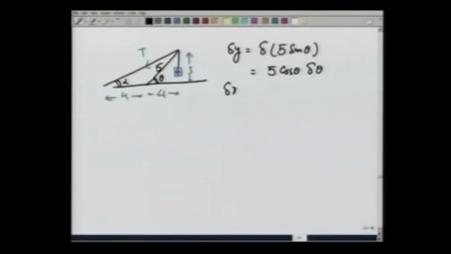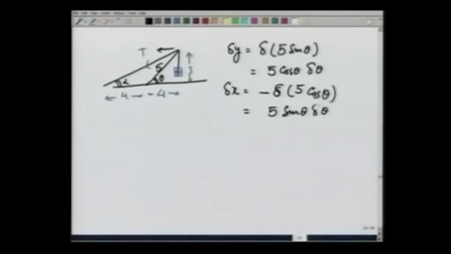Similarly, delta x is in the negative direction, x is going to decrease. So I will just keep in mind it is to the left. It is going to be delta of 5 cosine theta, which is 5 sine theta delta theta.